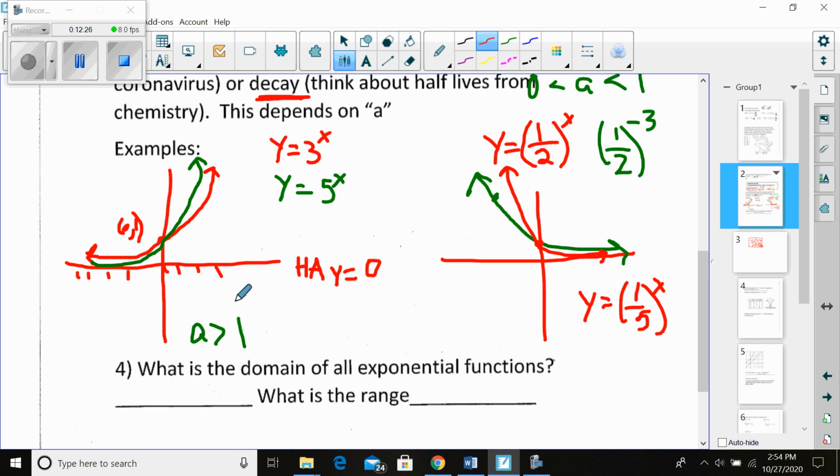So my domain is all reals, and then what's the range? What kind of output am I getting? I said, okay, I've got a horizontal asymptote line at y equals 0, and therefore my range is 0 to infinity.